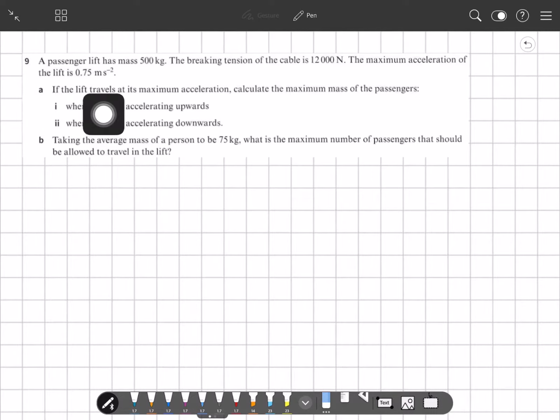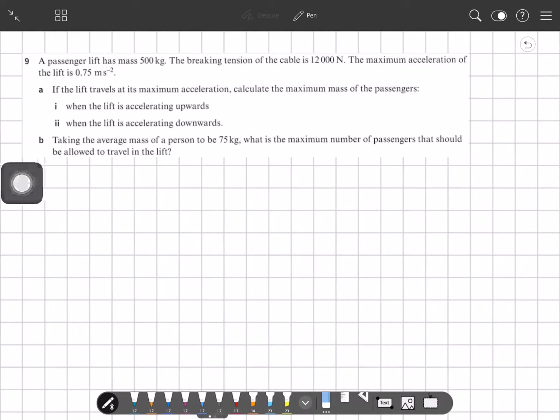Question A. If the lift travels at its maximum acceleration, calculate the maximum mass of the passengers when, first one, the lift is accelerating upwards. Second case is when the lift is accelerating downwards. And for question B, taking the average mass of a person to be 75 kg, what is the maximum number of passengers that should be allowed to travel in the lift?